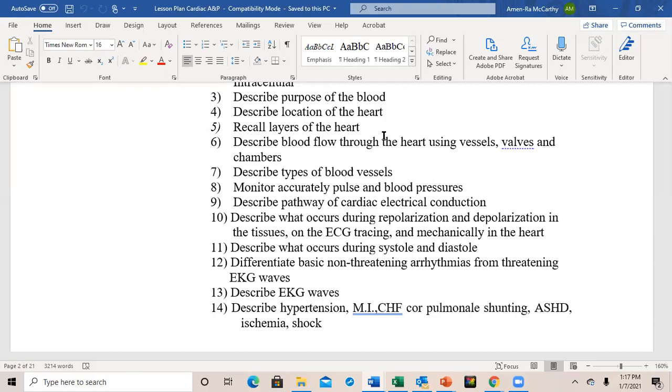Number 10, describe what occurs during repolarization and depolarization in the tissues, on the EKG tracing, and mechanically in the heart. So what they're saying is during depolarization, I said that's the same thing as squeeze, right? AKA squeeze, AKA systole. When the heart depolarizes, it squeezes. So they're asking, what's happening to the tissues? The tissues are contracting. What's happening on the EKG tracing? That would be the QRS complex, the big little QRS. That's depolarization of the ventricle, right? And then mechanically, what's going on in the heart? And a question, huh?